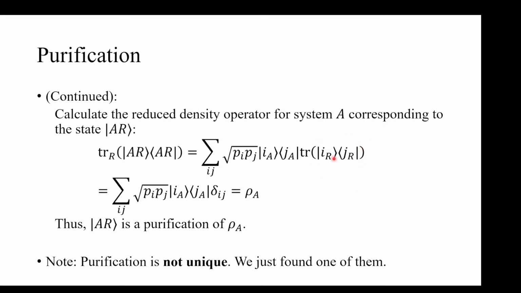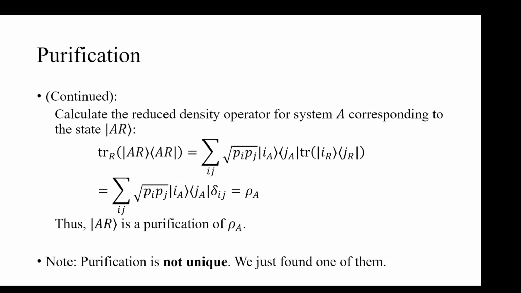Okay. And the trace over R of |i⟩_R ⟨j|_R, by the second rule, is the inner product between |i_R⟩ and |j_R⟩. But we know this |i_R⟩ is also an orthonormal basis, so this is just delta_ij, and this delta_ij can cancel with this summation over J to make things just a summation over I.